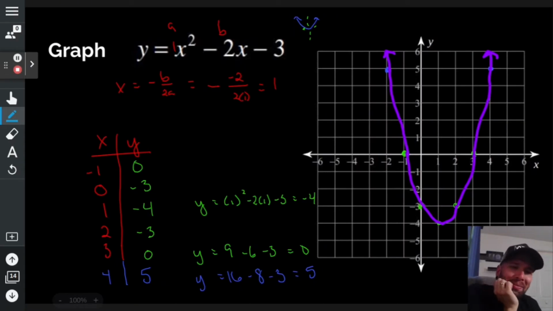Tried to lean on the thing here and I missed and I slipped. That's why I went like that.